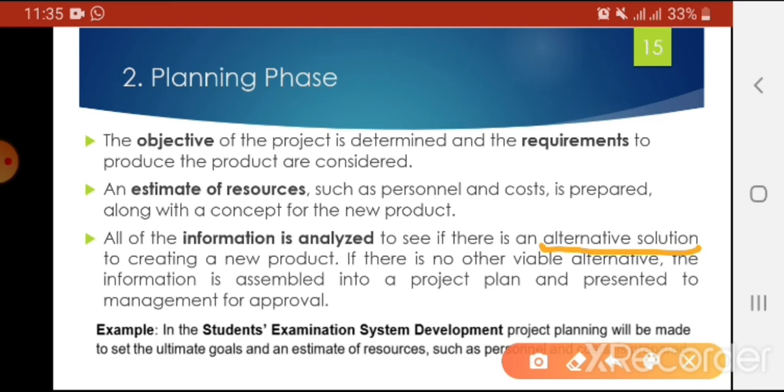If there is only one solution, then we will plan according to that solution. If there is more than one solution that exists, then we will look for the most suitable solution in this phase.